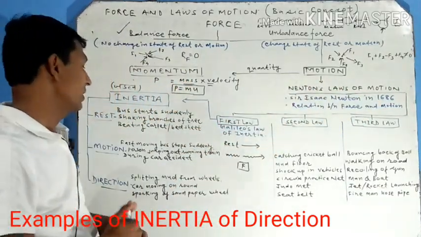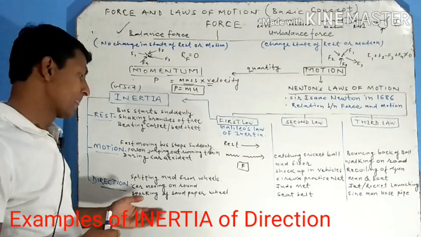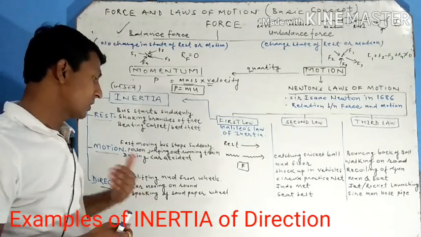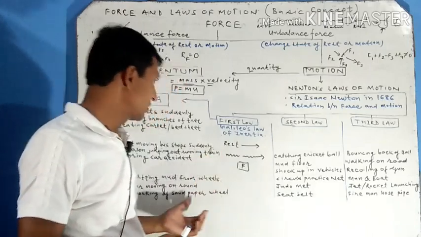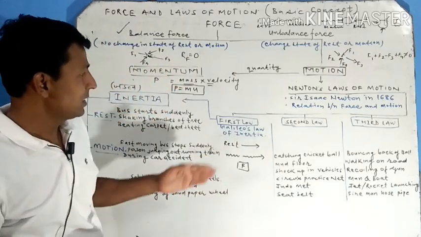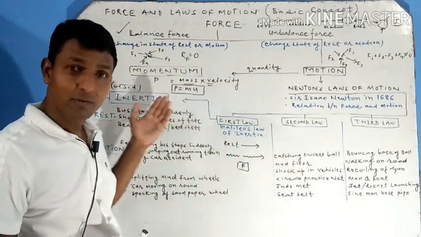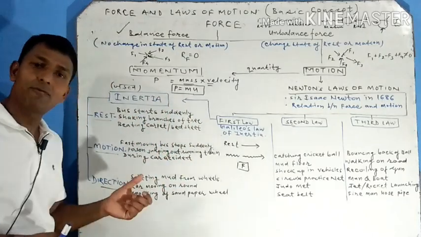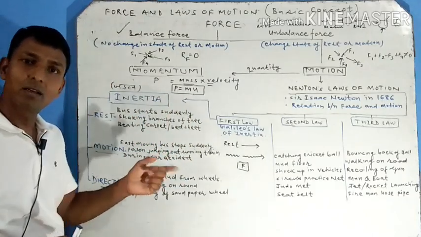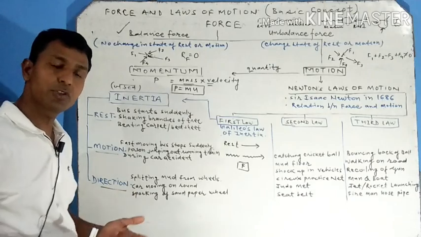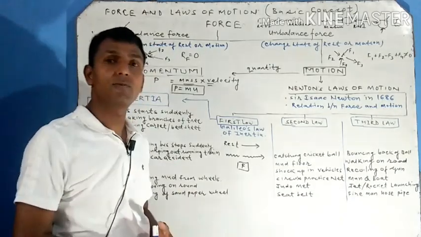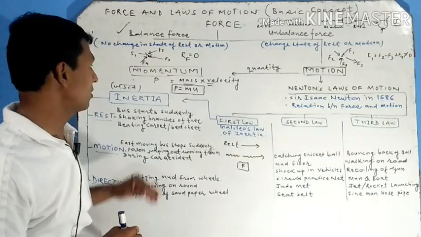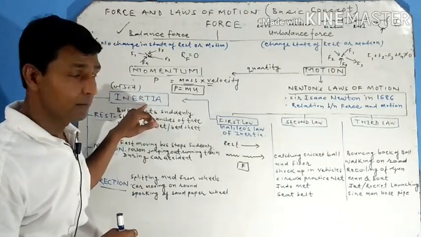And the third one is sparking of the sandpaper wheel when you sharpen your knife or scissors. You can observe this incident also. So friends, the first law you can very easily understand: if a body is at rest, it will remain at rest. If a body is in motion, it will continue its motion unless and until an external force is applied on it. It's all because of inertia.